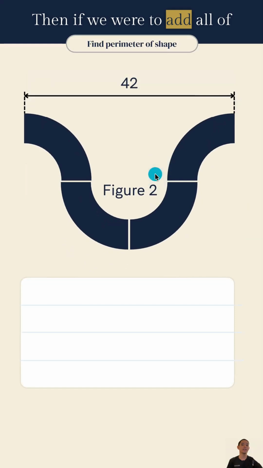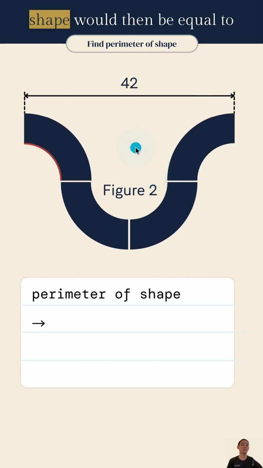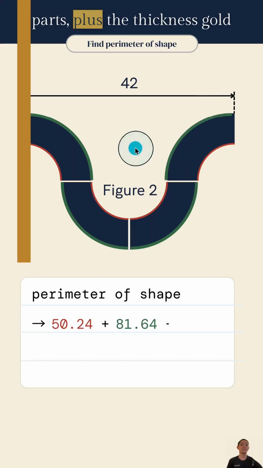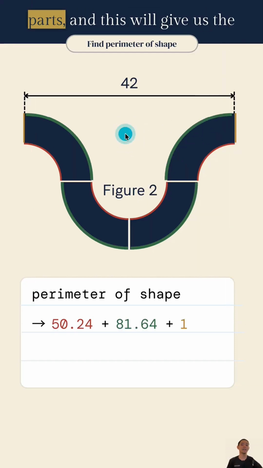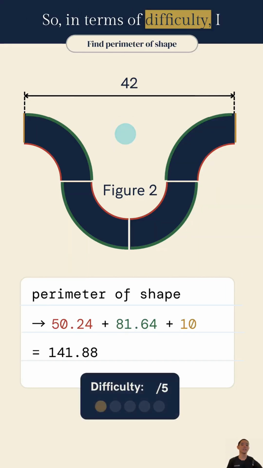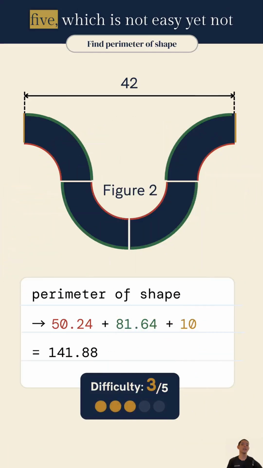Then if we add all of them up, the perimeter of the shape would be equal to the red parts plus the green parts plus the thickness gold parts, and this will give us the answer 141.88 centimeters. So in terms of difficulty, I would say this is 3 out of 5, which is not easy yet not hard as well.